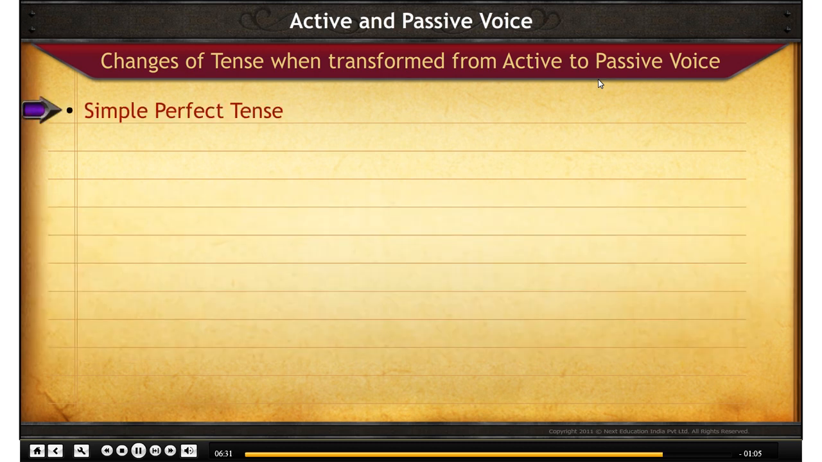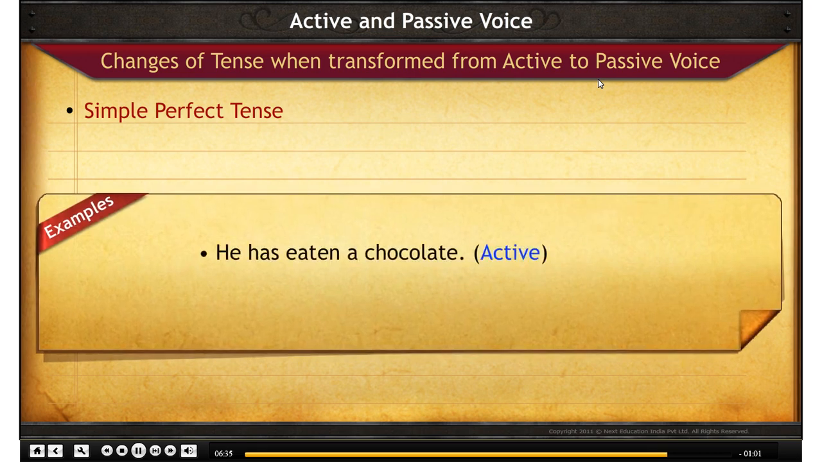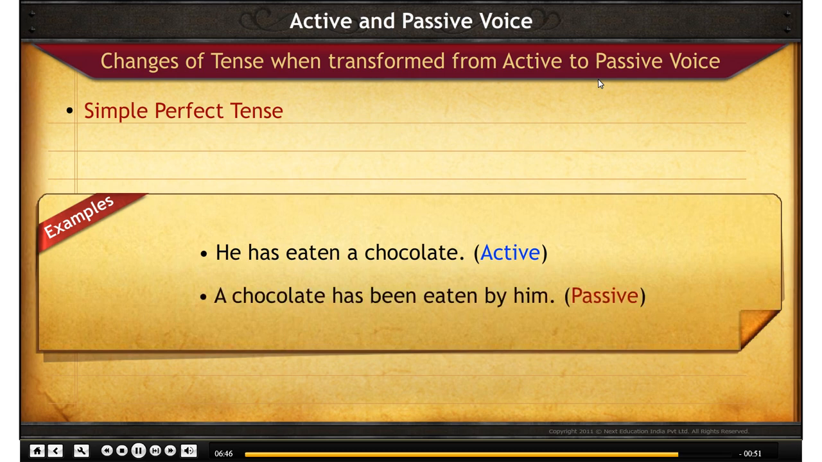Now, simple perfect tense. For example, he has eaten a chocolate is in active voice. When this is changed into passive voice, it becomes a chocolate has been eaten by him.